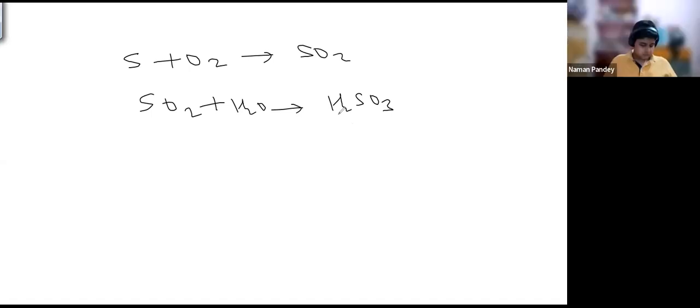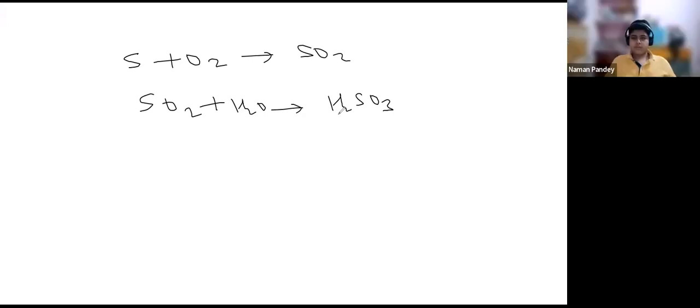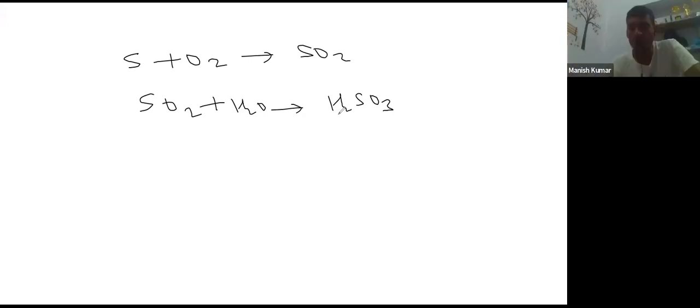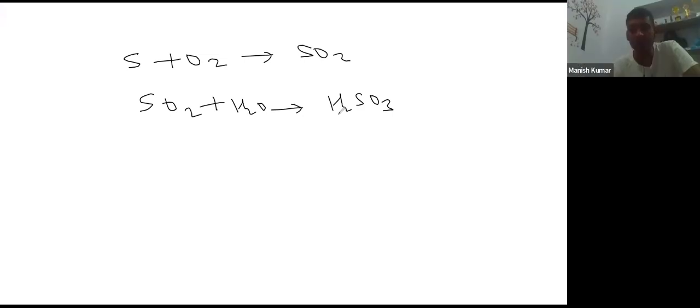Metal oxides are basic in nature and turn red litmus to blue. Non-metal oxides are acidic in nature and turn blue litmus to red. If an element forms a basic oxide, then the element will be a metal. If an element forms an acidic oxide, then the element will be a non-metal. Is this much you are aware of? Yes, sir. If an element forms a basic oxide, it is a metal, and if it forms an acidic oxide, it is a non-metal. Okay.